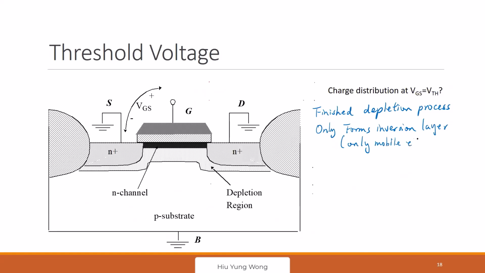Mobile electrons contribute to the current. Okay, so we keep applying positive gate bias, but it's still not conducting, right? It keeps increasing the depletion layer. But eventually, after the threshold voltage, it forms the inversion layer, then it can conduct current. Okay.